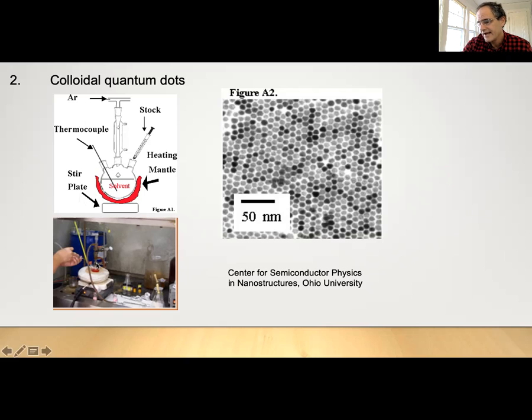You have this chemical reaction, which you quench very rapidly to get nanoparticles of a certain size. Typically, the material used for these is a semiconductor called cadmium selenide, although other semiconductors have been used as well. And that's how quantum dots are made.